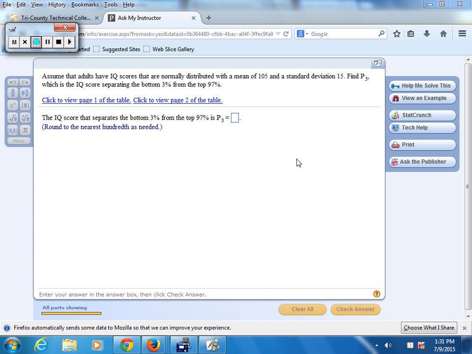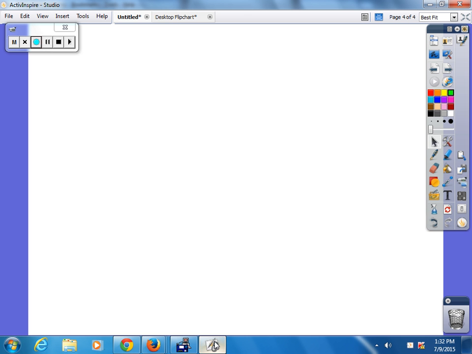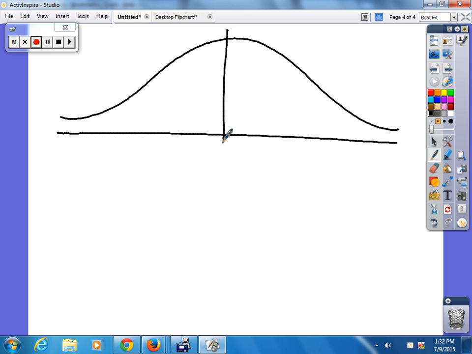Draw a picture. The reason you should draw a picture is because it helps you. What's the mean? And what's the standard deviation? So that'd be 120 and 135 and 90 and 75. And they want to know where is the third percentile. Which way do we read?